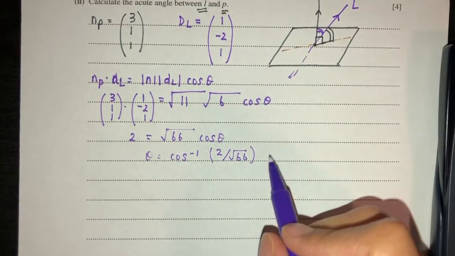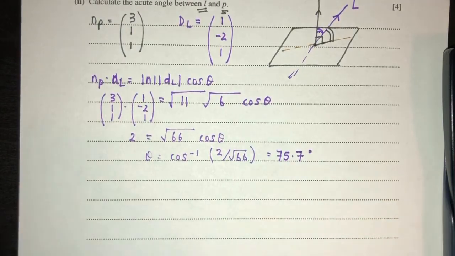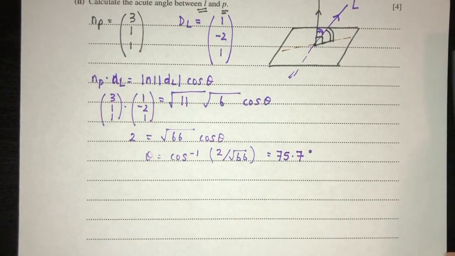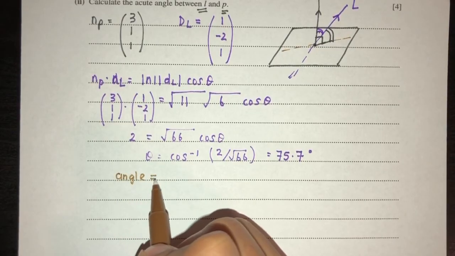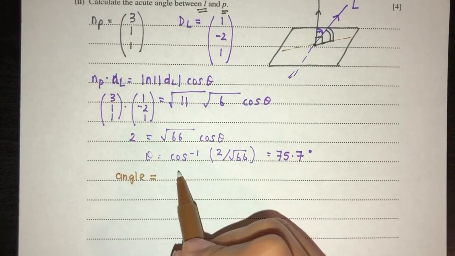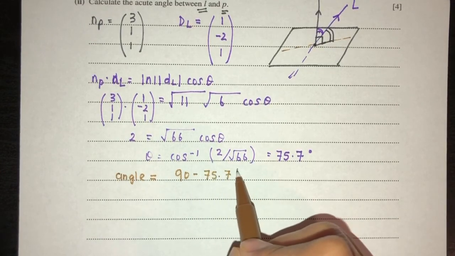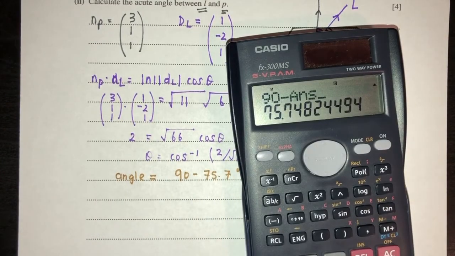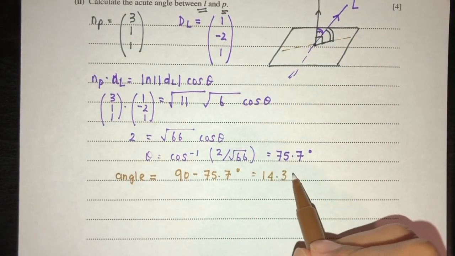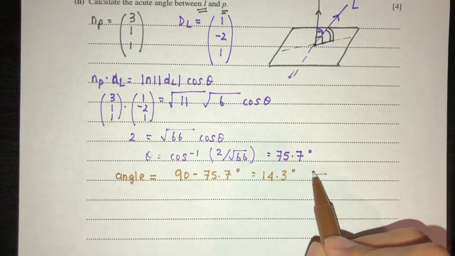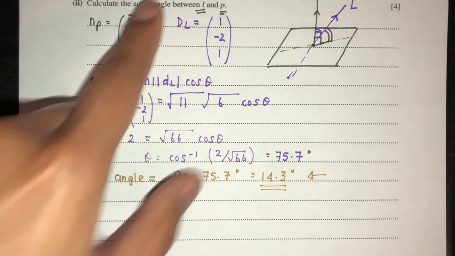That will be 75.7 degrees. But this is not what we are trying to look for. We are trying to find the angle between the line and the plane. It has to be 90 minus this angle. That will be 14.3 degrees. And that is your answer for the angle between the plane and the line.